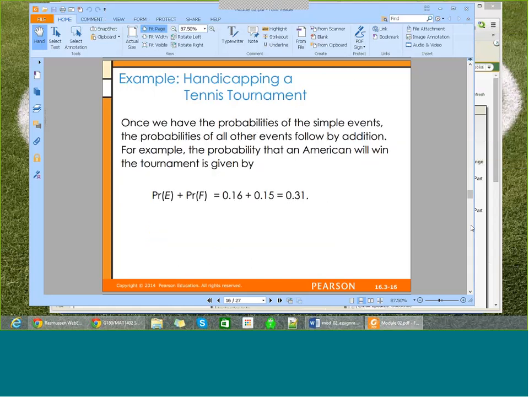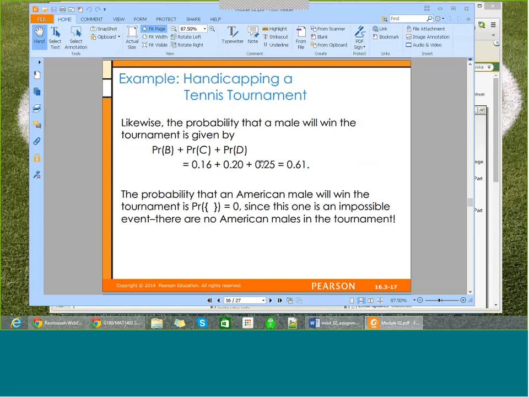Okay. The thing about probability is that if they're simple events, they can be added. It's additive. So if you know the probability of E happening and the probability of F happening, you can add the two. If you have 3 events you want to add, you can add them all together. Lastly, the probability that an American male will win the tournament is 0. Well, it's an empty set because that's not possible. We don't have that. Okay.